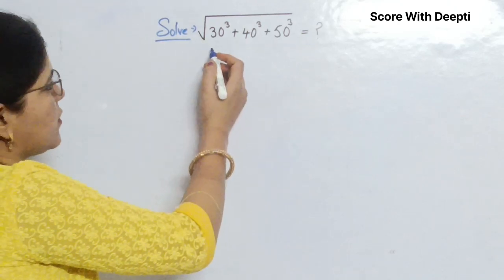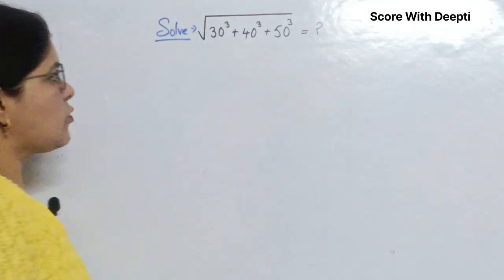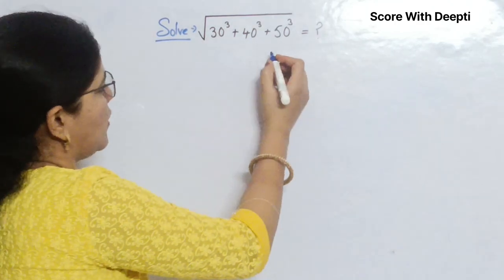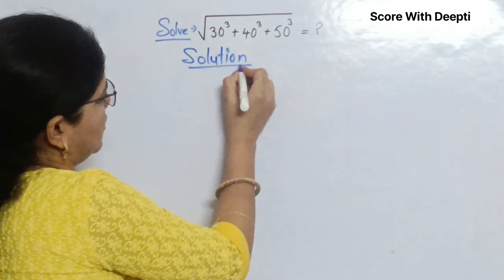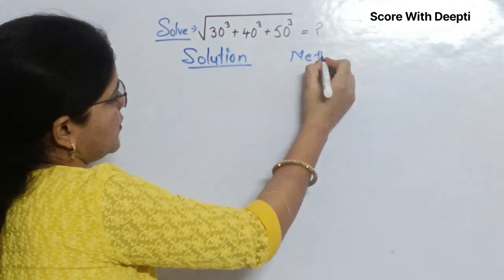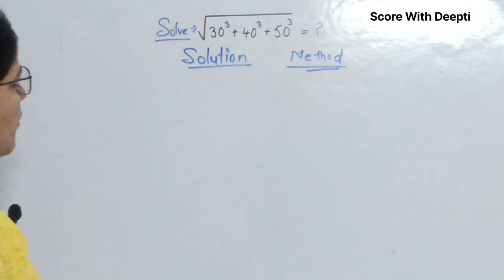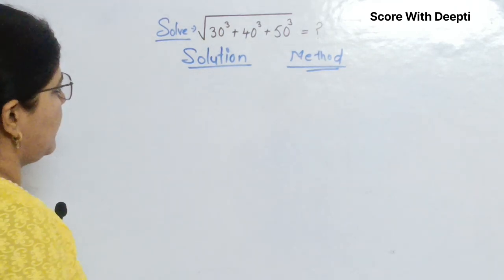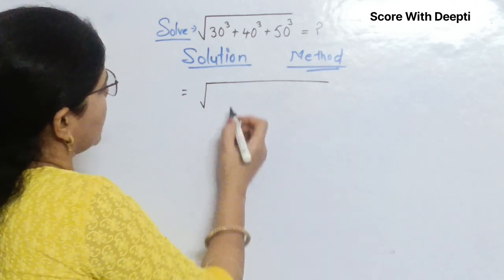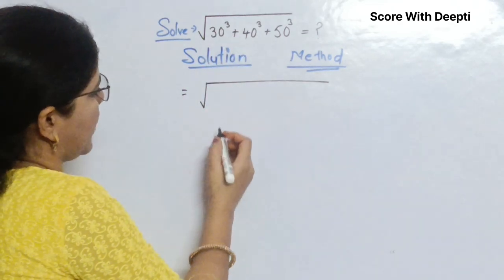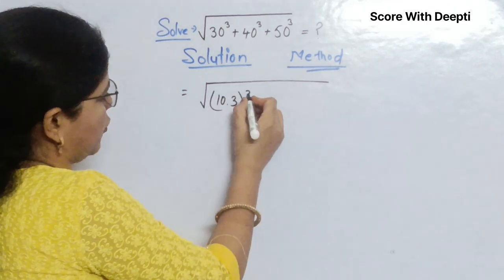How to solve square root under 30 cube plus 40 cube plus 50 cube? We will solve this question with two methods. Let's start the solution with the first method. In this method, our first step will be, in place of 30 cube, we will write 10 into 3 whole cube.